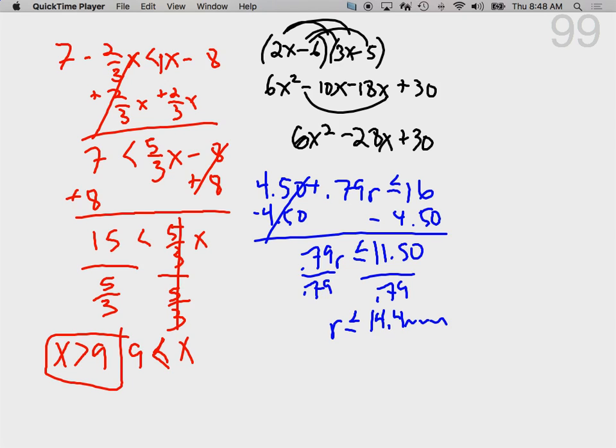The bottom line is, how many rides can you possibly take? 14 rides or 15 rides? 14. If you tried to go on a 15th ride, you would not have enough money. So the answer would be 14 rides. Okay? That's an interpretation of an inequality. Remember, any number that's less than or equal to 14.55 is a solution. 15 is not less than that. 15 is greater than that, so it's not a solution.